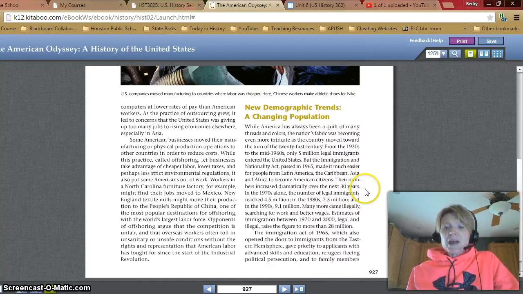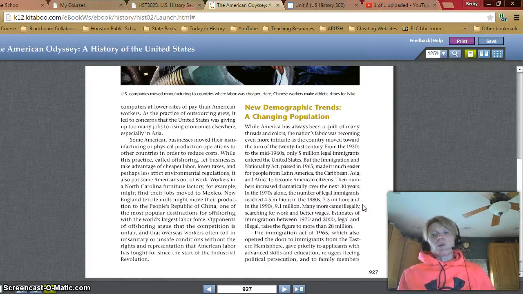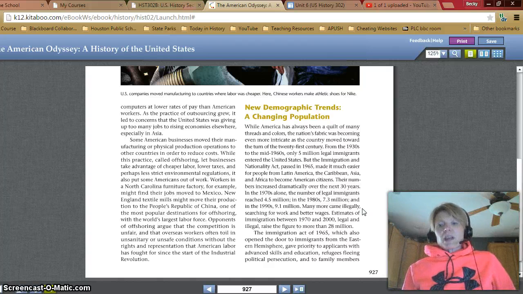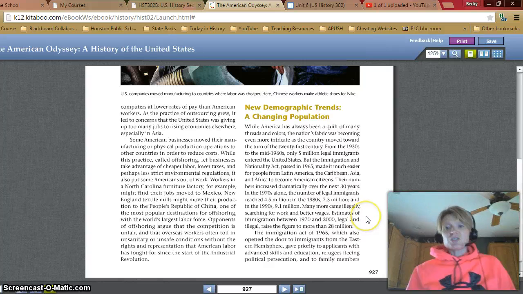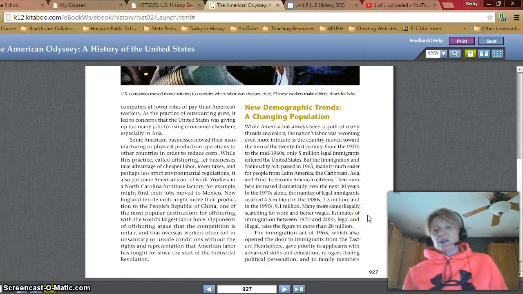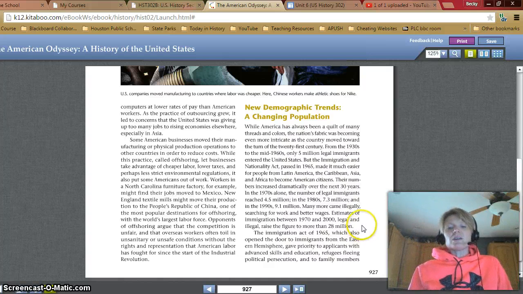Their numbers increased dramatically over the next 30 years. In the 1970s alone, the number of legal immigrants reached 4.5 million, in the 1980s 7.3 million, and in the 1990s 9.1 million. Many more came illegally, searching for work and better wages. Estimates of immigration between 1970 and 2000, legal and illegal, raised the figure to more than 28 million.